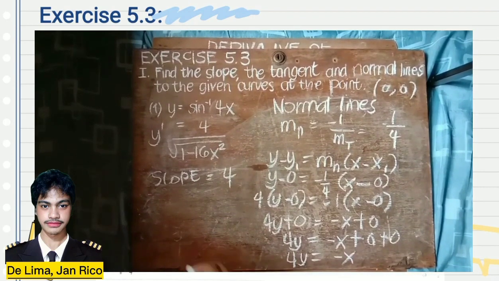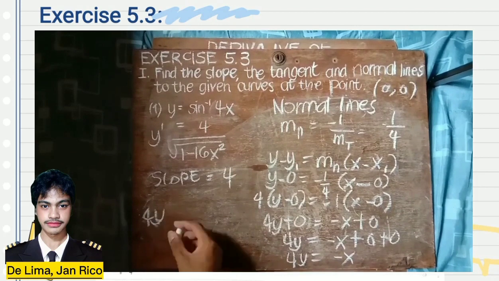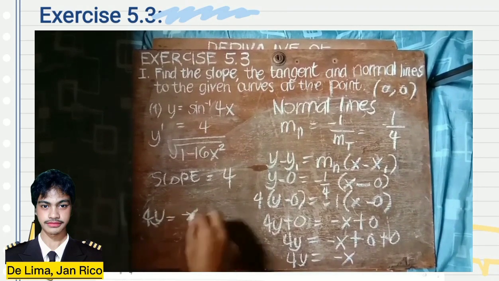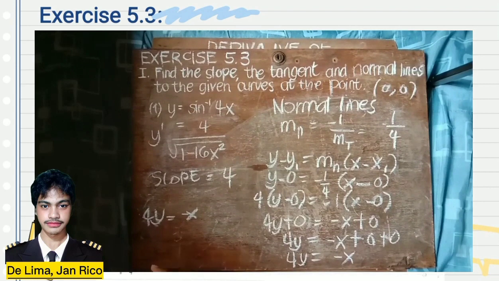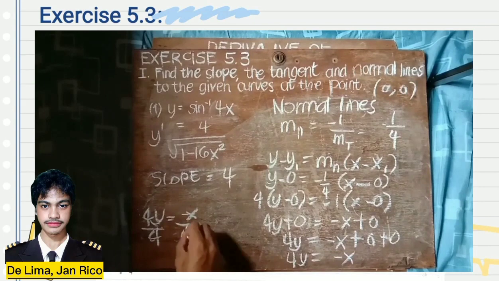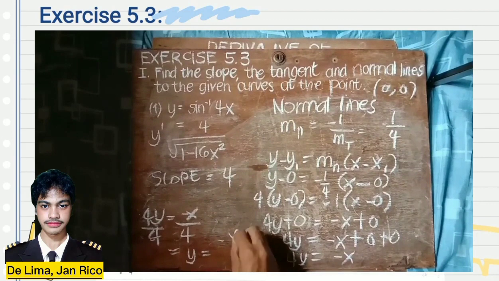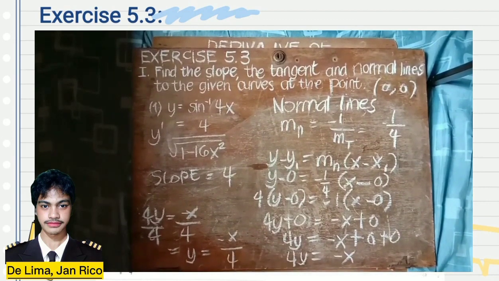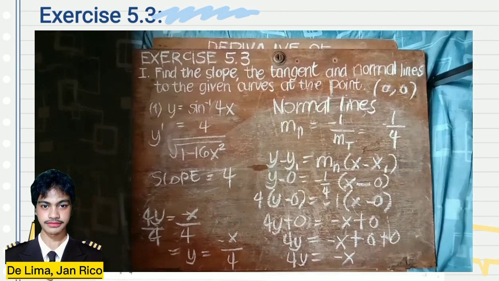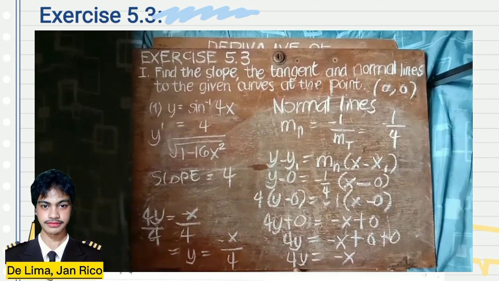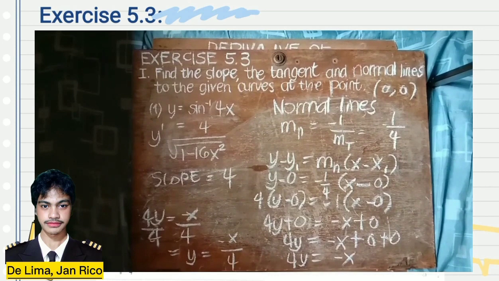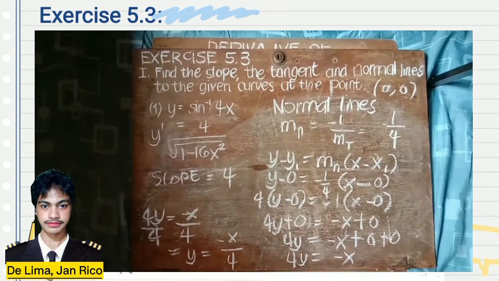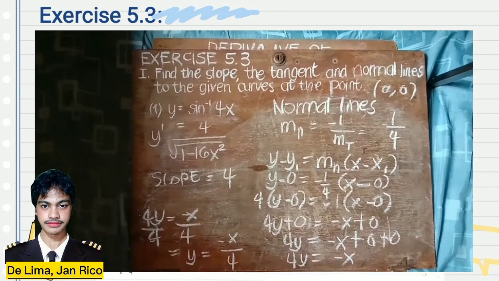Or 4y is equals to negative x. Para makuha natin lang yung value ng y, i-divide natin siya both by 4. Which would then be equal to y is equals to negative x over 4. So yan ang value natin for the normal lines, which is 4y is equals to negative x, or kung kukunin lang natin yung value ng y, this would be equal to y is equals to negative x over 4. So yan ang normal lines.